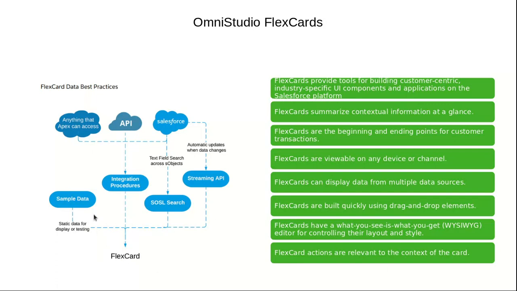So this is a flex card, which is your UI, right? And you're getting data from a different source. You can get the data from an API, which is obviously a preferred choice, using an integration procedure. You can use the streaming API. You can do social. I'm pretty sure you guys know what social is, right? Like a full text. You can also pass the static.